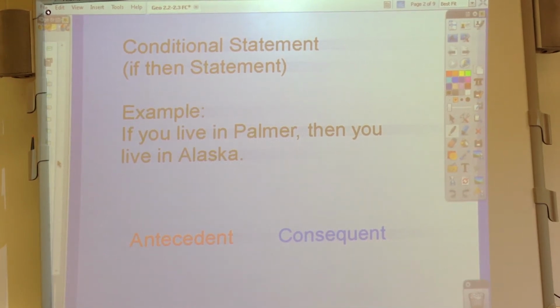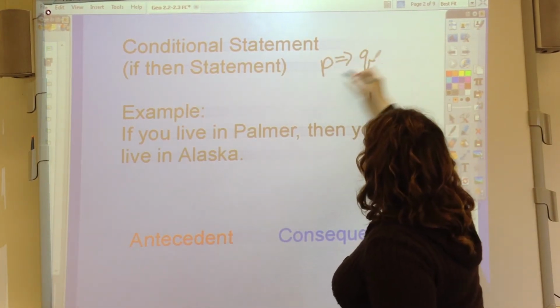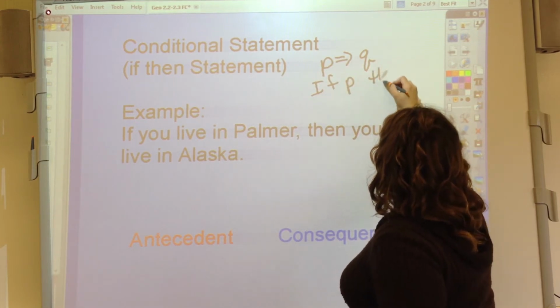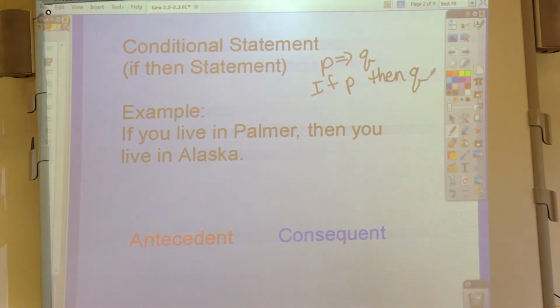Today we are working on 2.2 and 2.3, conditional statements and converses. A conditional statement is an if-then statement. It looks like if something, then something else, or P implies Q. It is an if P is true, then Q is true kind of statement. For example, if you live in Palmer, then you live in Alaska.